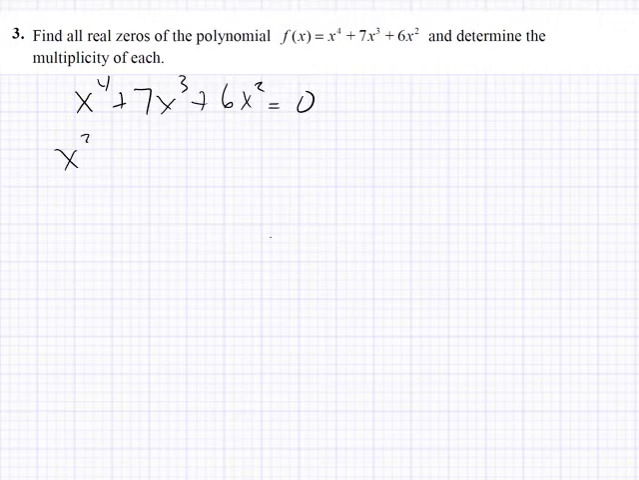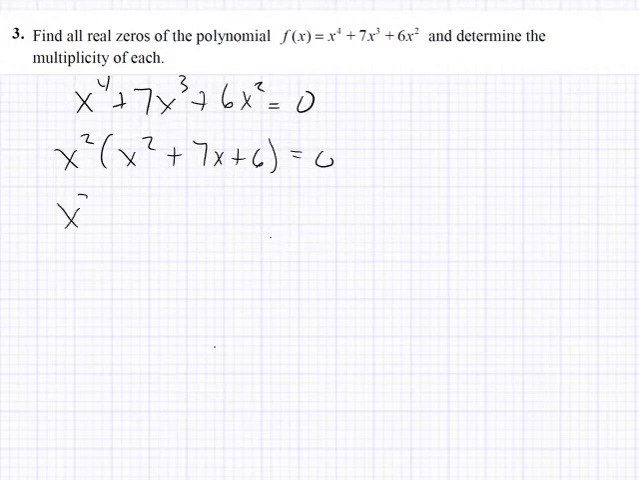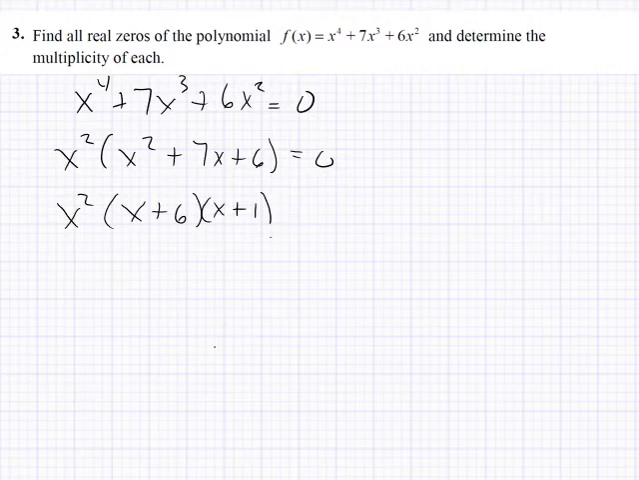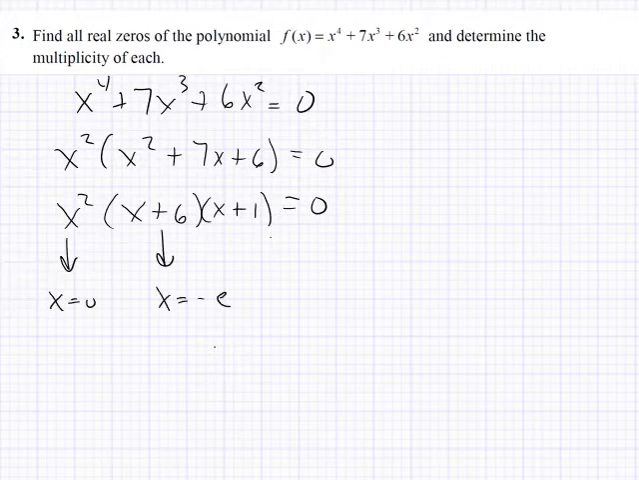I'll pull out an x squared. I'm left with x squared plus 7x plus 6. That could factor even more as x squared times x plus 6 times x plus 1. So you see each factor is going to give you your 0. This is going to give me the 0, x equals 0. This is going to give me the 0, x equals -6. And this will give me the 0, x equals -1.